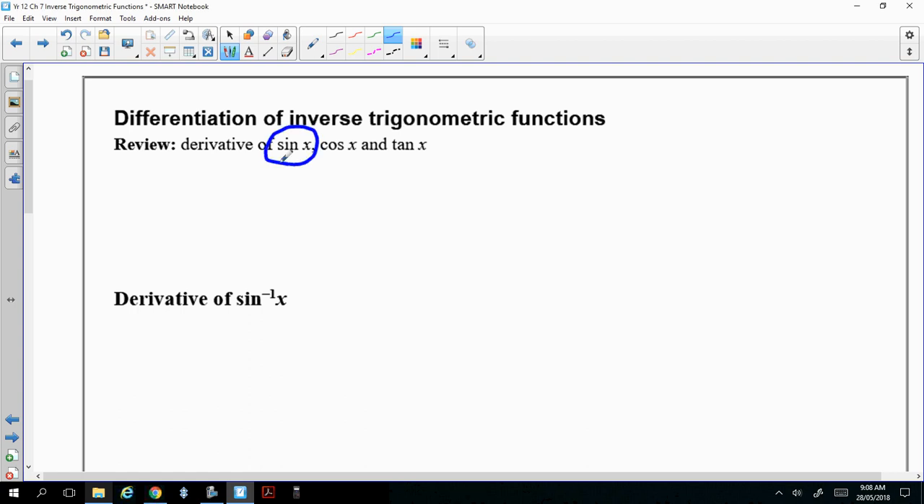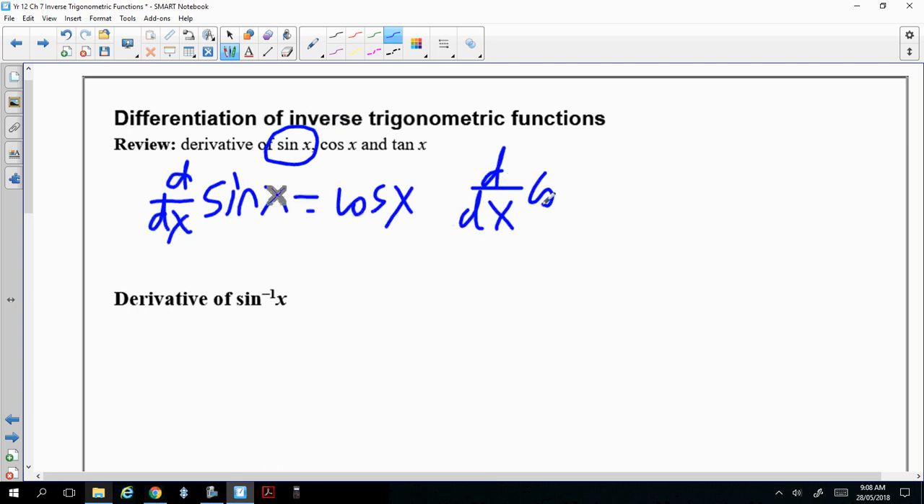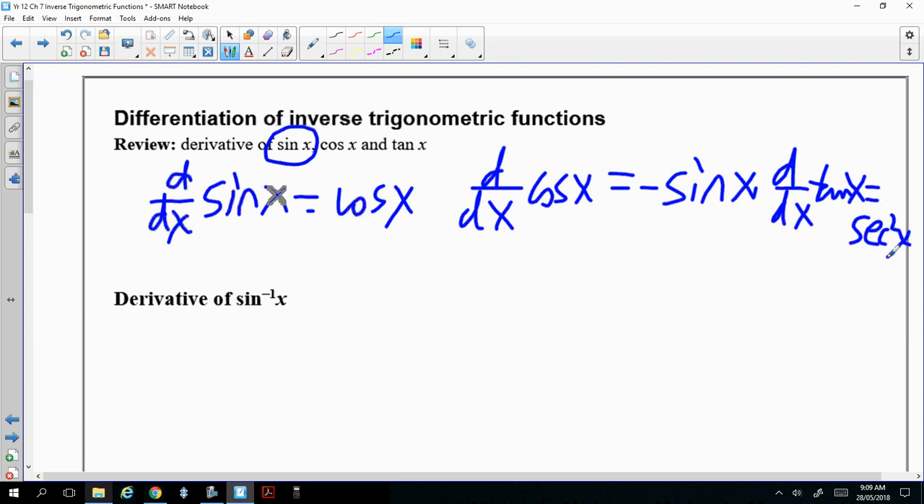Differentiate sine is cos. Differentiate cos, you get negative sine. And differentiate tan is equal to sec squared x. Alright, so these are the three rules that we're going to use. Let me write it again.